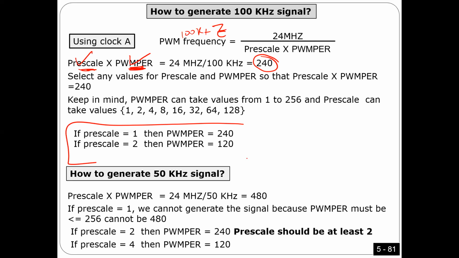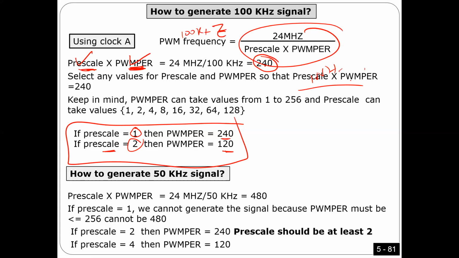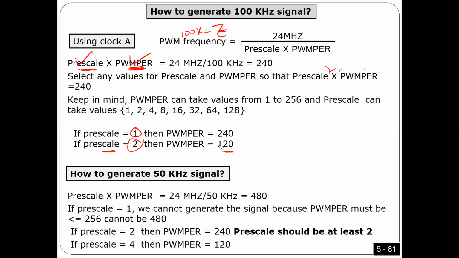That means you may have multiple options. For example, in prescale I can put 1, and for period I can put 240. Or in prescale I can put 2, and here I have to put 120. Any multiplication that makes 240 will give me 100 kilohertz in this equation. But keep in mind, for prescale we don't have all numbers. That's all we have for prescale: 1, 2, 4, 8, 16, 32. It's 2 to the i, by the way. And for period, we have numbers from 1 to 256. This is the range.